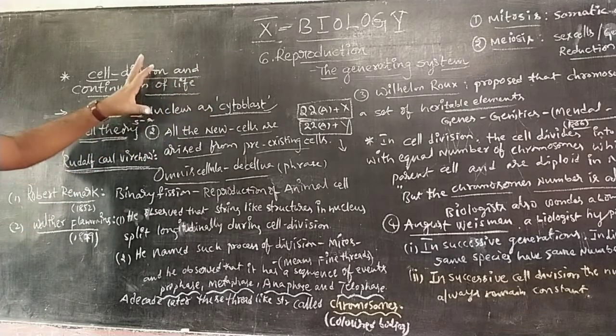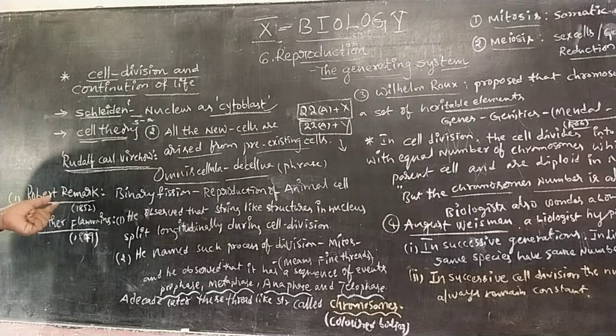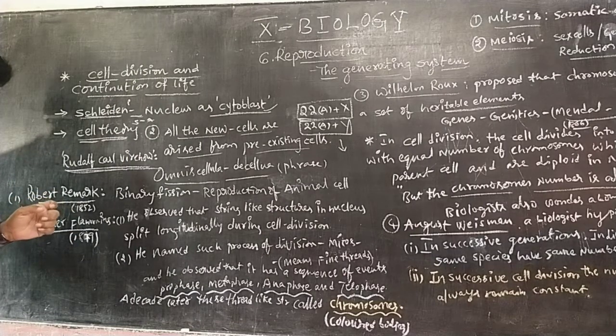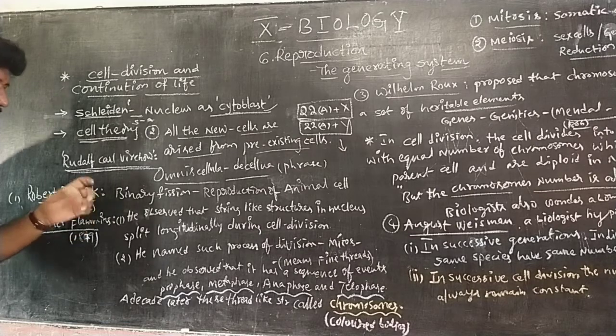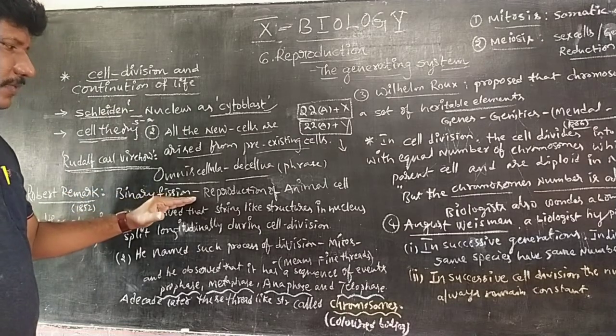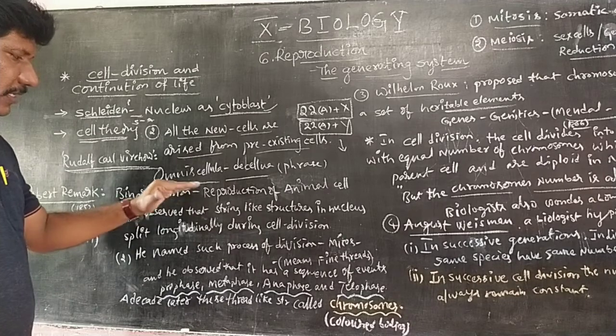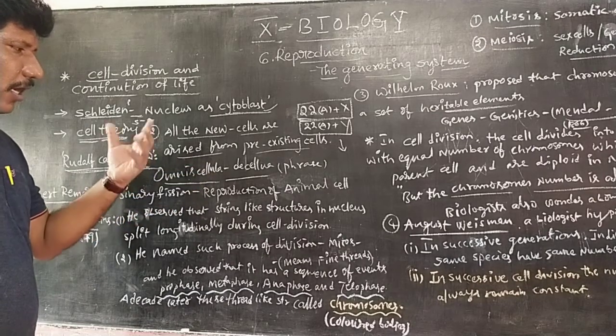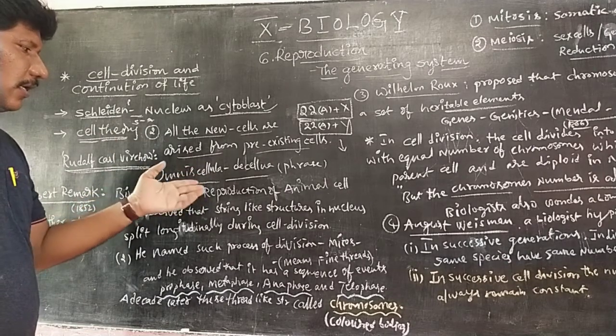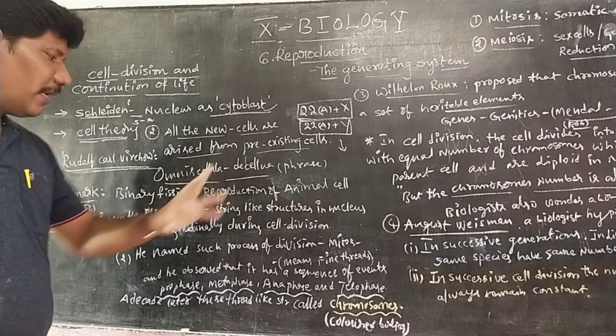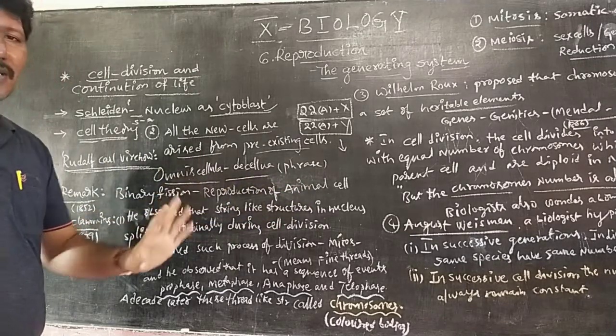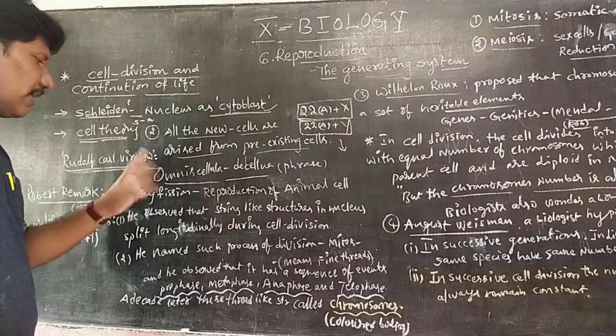concept regarding cell division and the continuation of life. First and foremost is the German scientist Robert Remak in 1852. Robert Remak observed binary fission, for example binary fission in amoeba or euglena or paramecium or bacteria, whatever it may be, which is equivalent to the reproduction of an animal cell. Reproduction of an animal cell is also called binary fission.